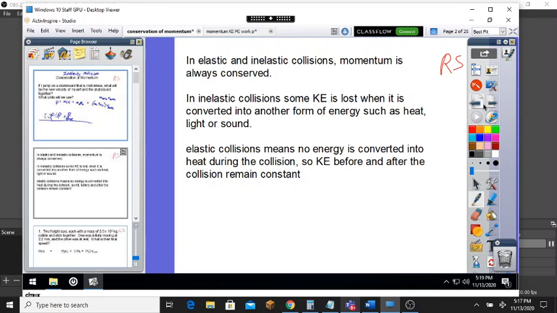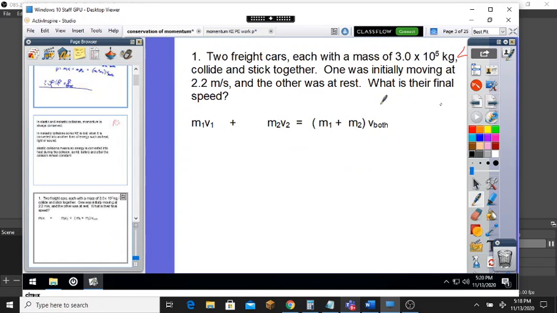Okay, so I'm going to go deeper into this with the other slides. In inelastic collisions, some kinetic energy is lost. Kinetic energy is energy that's moving, right? You have the guy that's moving. Some kinetic energy is lost when it is converted into another form of energy, such as heat, light, sound, and so on. You also have elastic collisions, and in these no energy is converted into heat during the collision. So kinetic energy before and after the collision remains constant. The best way to see this is with this next slide.